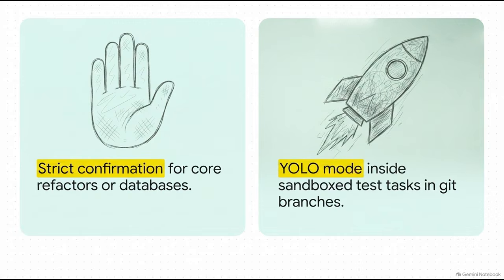Picture this like a physical slider. At the far left, you lock it to strict, step-by-step human confirmation mode. That's essential for core refactors or production database drops. But you can slide it all the way to the right into YOLO auto-execution mode when you're running sandbox test tasks in isolated Git branches where the blast radius is literally 0.